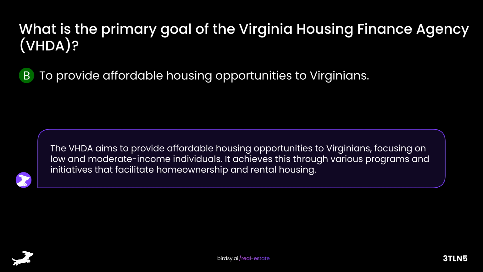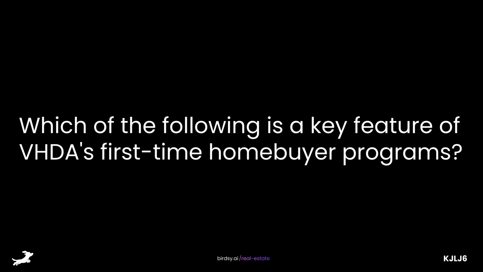The VHDA aims to provide affordable housing opportunities to Virginians, focusing on low and moderate income individuals. It achieves this through various programs and initiatives that facilitate homeownership and rental housing. Which of the following is a key feature of VHDA's first-time homebuyer programs?